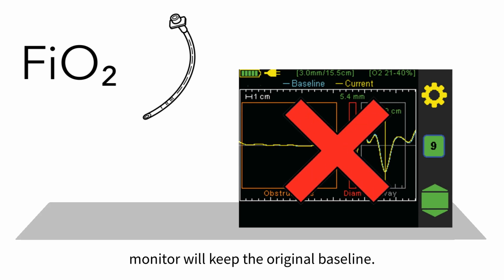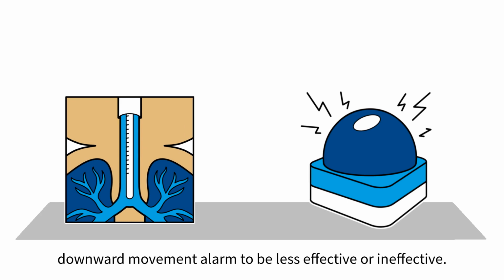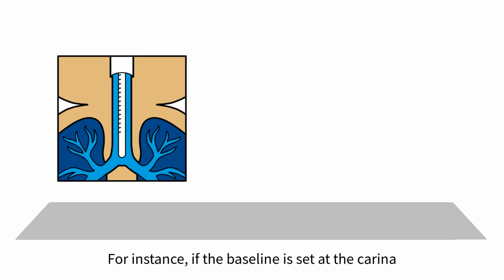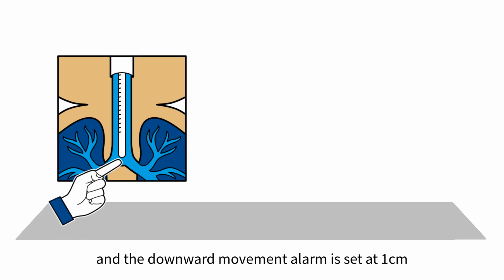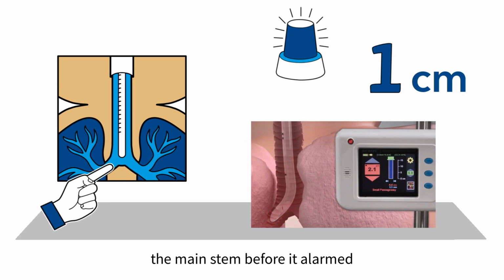If the baseline is set too low, it could cause the downward movement alarm to be less effective or ineffective. For instance, if the baseline is set at the carina and the downward movement alarm is set at 1 centimeter below baseline, the tube would be well into the main stem before it alarmed.